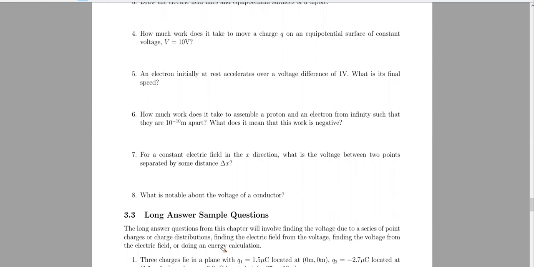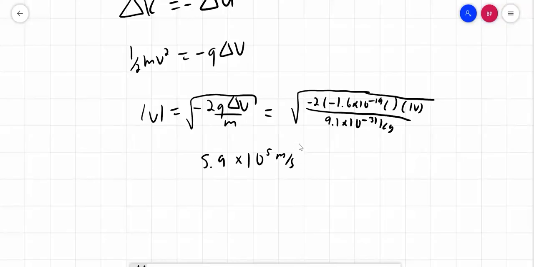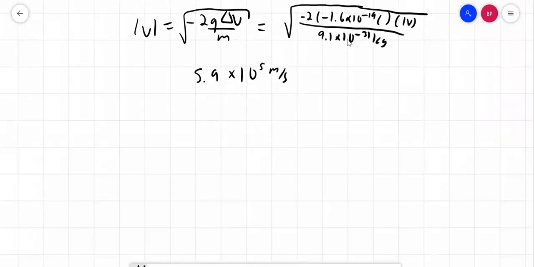How much work does it take to assemble a proton and electron from infinity such that they are 10 to the minus 10 meters apart? All right, so we have a proton and an electron at a distance of 10 to the minus 10 meters apart. And so we want to know the work that it took you to bring these charges in from infinity. Well, let's take them in one at a time. First, let's say we bring the positive charge in.